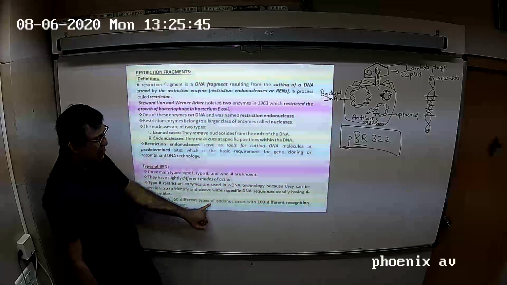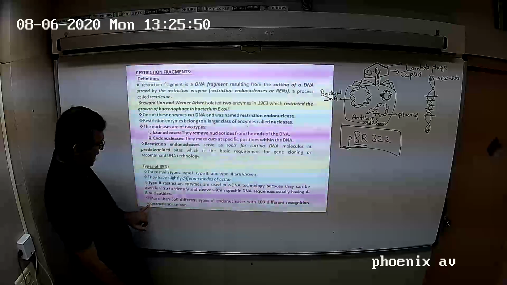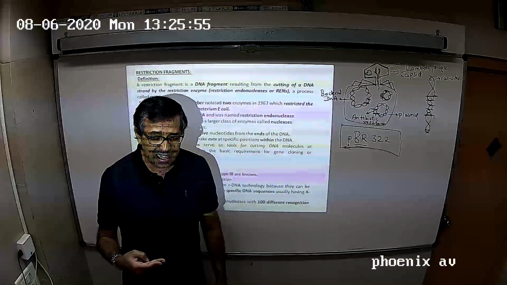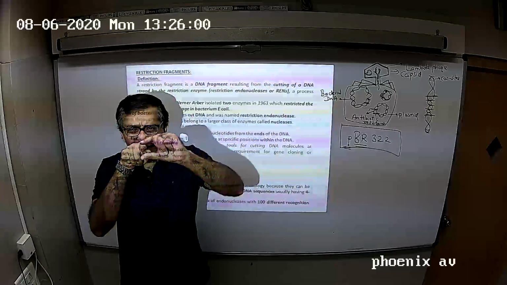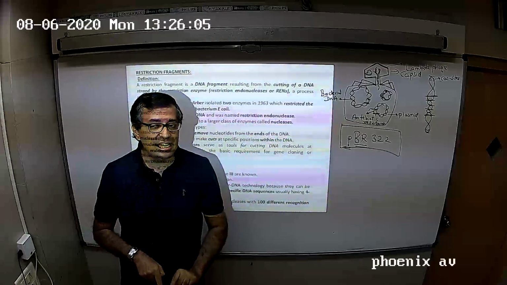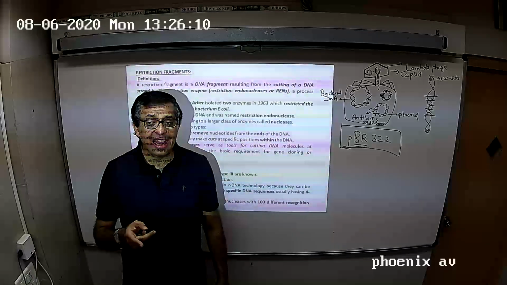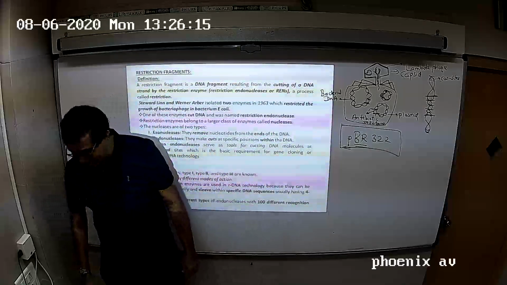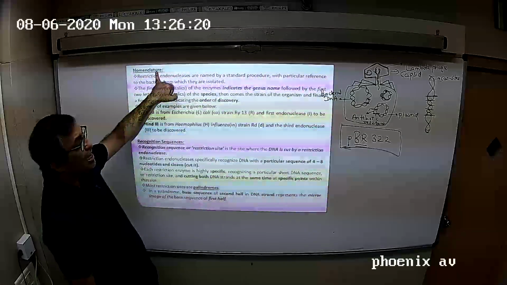Third, there are more than 350 different types of endonucleases with 100 different recognition sequences. How many restriction enzymes are known by scientists? 350 restriction enzymes. And how many sequences are found in the DNA to cut it, sir? More than 100 different sequences are known. So you know 100 different sequences for cutting, and 350 different types of restriction endonuclease enzymes are used for that. And sir, how is the nomenclature or naming done?